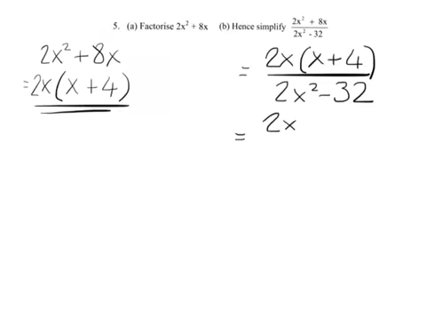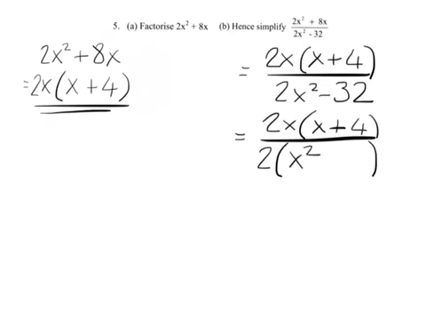So the numerator is 2x bracket x plus 4, and on the bottom line, factorising this one, we're going to take a common factor out first of all again. We have an x term in the first part but no x term in the second part, so our common factor will just be the number 2. So 2 outside the bracket, leaving us with x squared minus 16 inside.